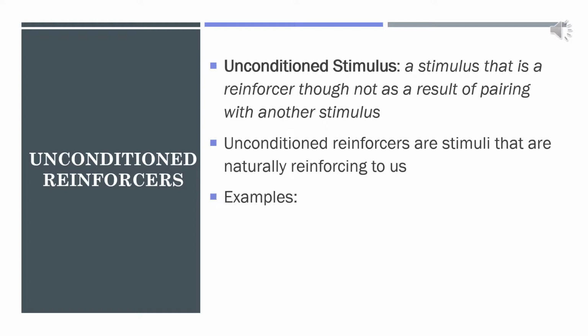These stimuli are naturally reinforcing to us because of the evolutionary history of our species. The following examples are unconditioned stimuli for humans. Food. We need food to survive. Therefore, food functions as an unconditioned reinforcer.